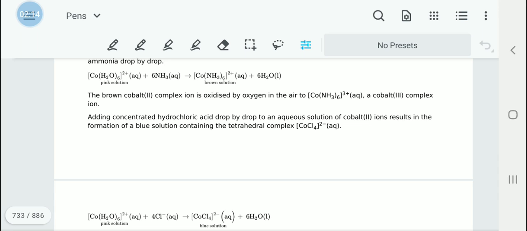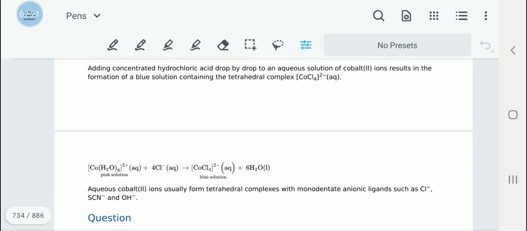Now when you add hydrochloric acid drop by drop to the cobalt 2 ions, a blue solution would be produced, which has a tetrahedral complex. The product that is given out has a tetrahedral shape, CoCl4 2-.